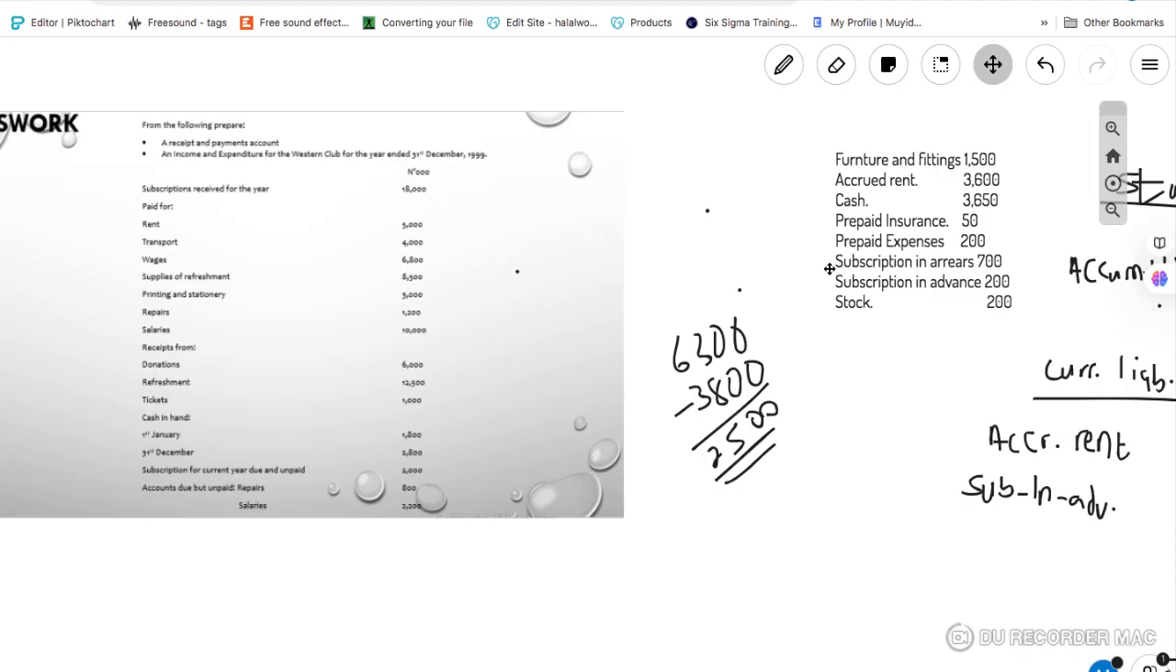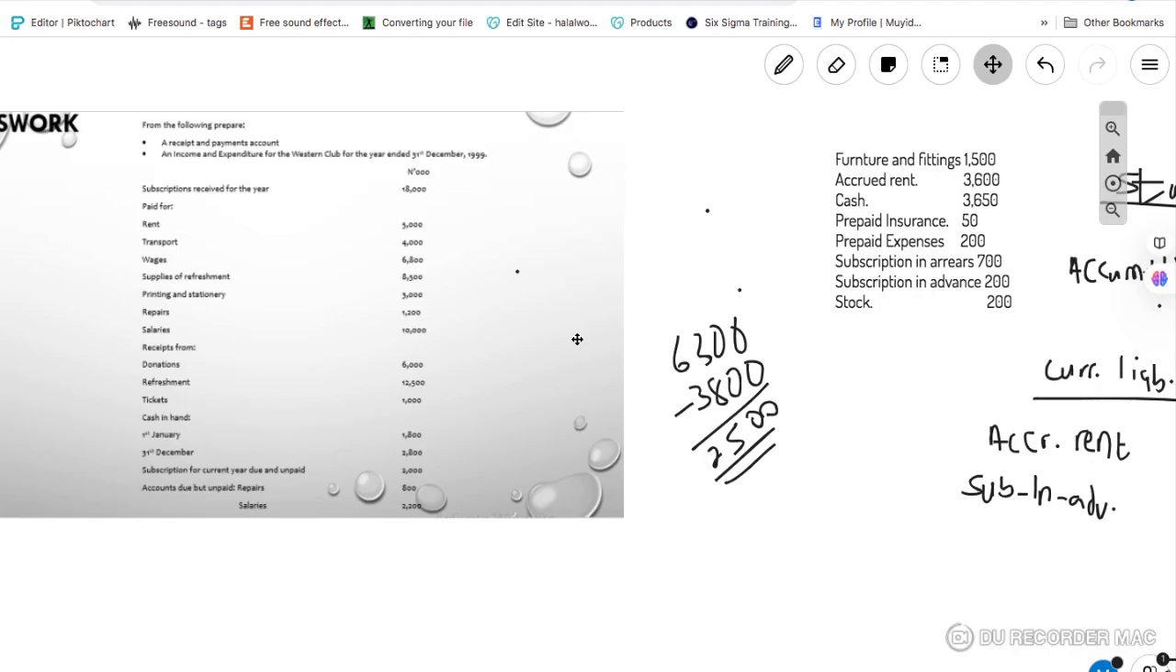We're still working on the accounts for non-profit making organizations, and in the previous videos we've looked at how to post into various accounts like the income and expenditure account. So we want to look into how to post into the receipt and payment account. I have the question right here, and I'm going to show you how to post into the receipt and payment account.